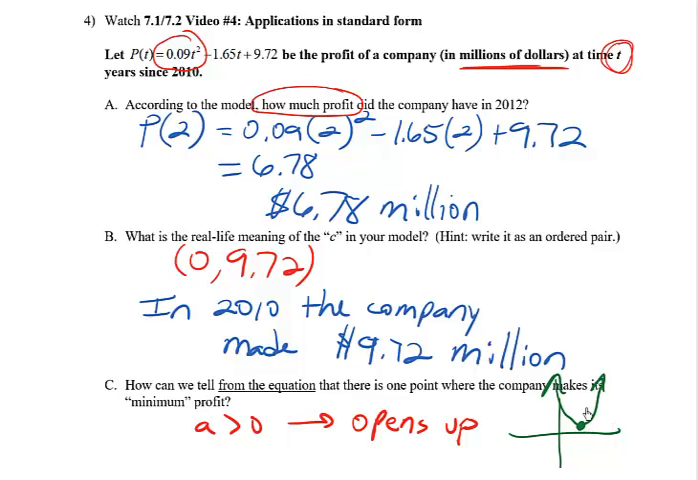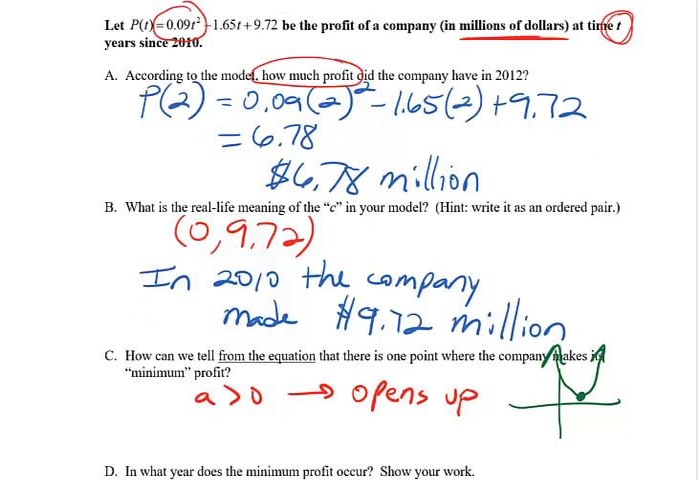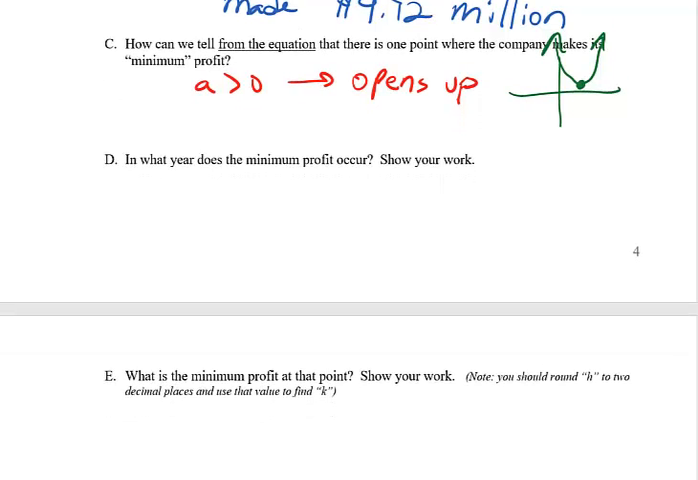What if they had asked me, is there a maximum profit? Well, look at this thing. Those arrows mean that the graph continues to rise. So I don't have a highest number here to talk about, but I do definitely have a lowest number. The next part goes on to say, let's go ahead and try to determine when that happened. So in what year did that minimum profit take place?